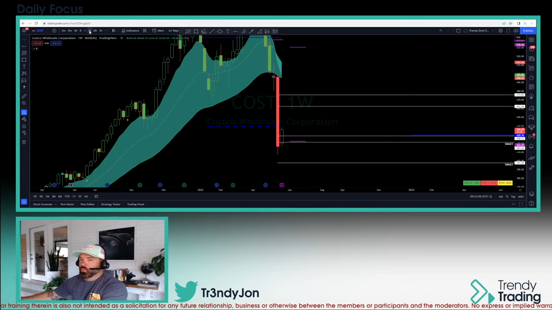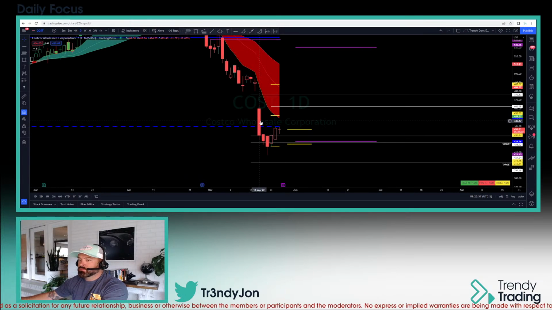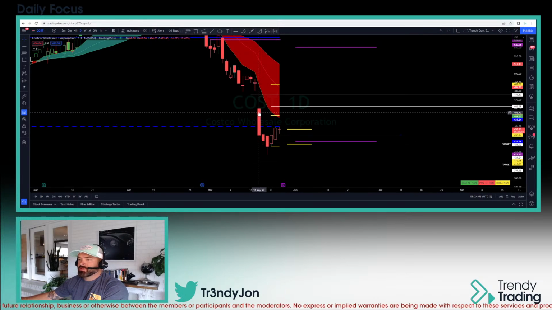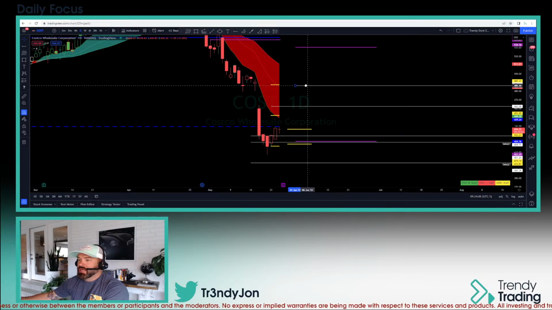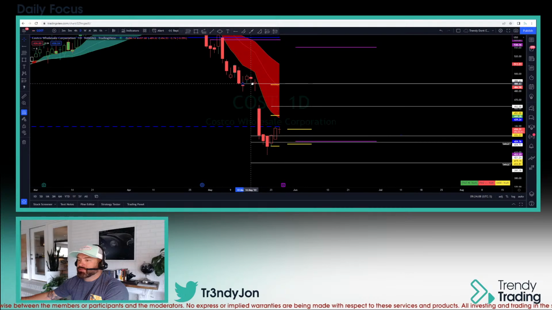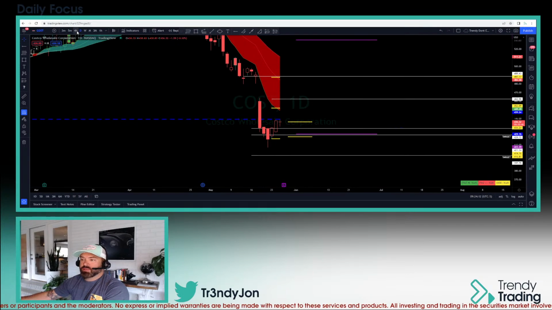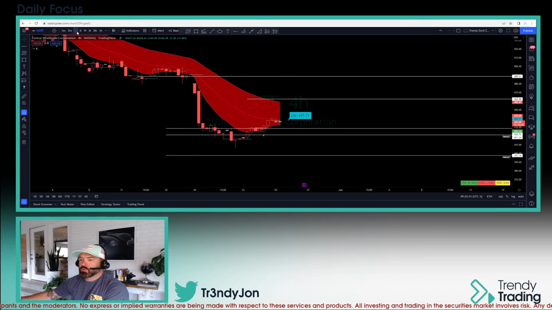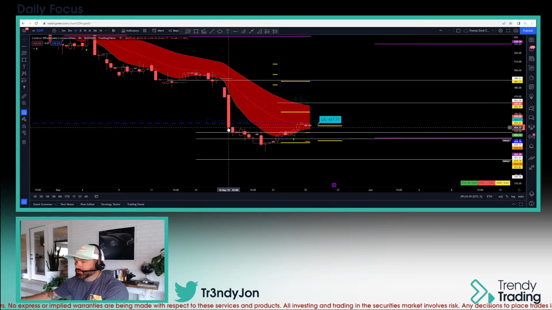Now let's go ahead and work our way down, and we're looking for structure. Notice a big gap down. No structure up and to the left. The only thing that we could come up with is perhaps a gap fill. I like to use the body, which is going to be right there. And let's now go into a 4-hour. Again, no structure, just a chaotic candle. There's no structure here. This is just a sell-off candle.